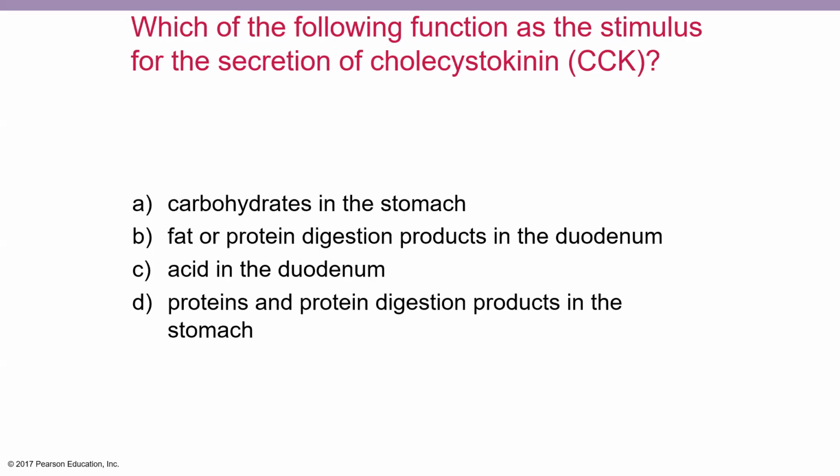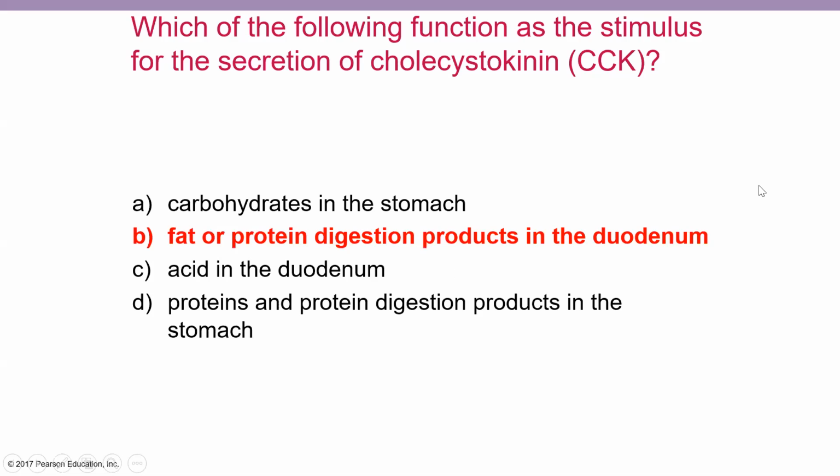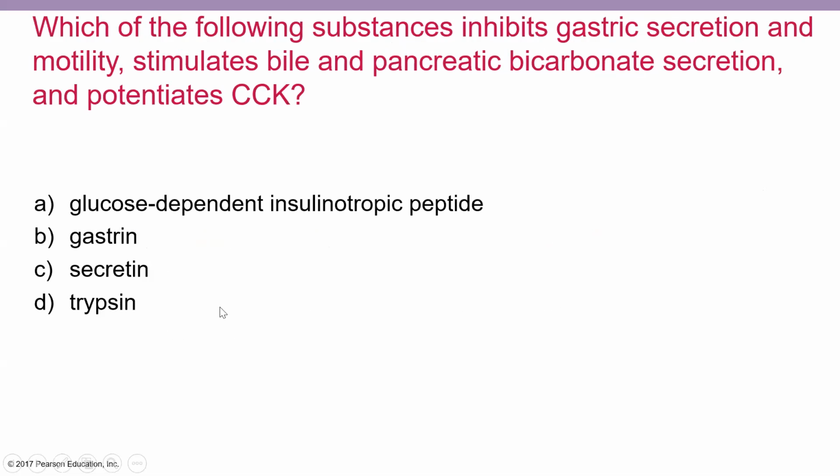C is acid in the duodenum, that's going to stimulate secretin release and not CCK. And then D is proteins and protein digestion products in the stomach. That's going to stimulate gastrin release. Okay, so A and D are stimulating gastrin release. B is stimulating CCK. C is stimulating secretin. So the answer here was B. Okay, let's look at a final question here.